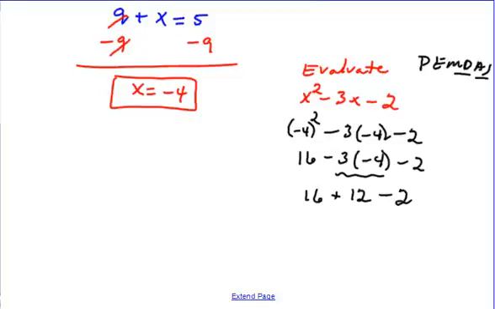Now I just have add and subtract, the last section on this. So work left to right. 16 plus 12 gives me 28. Bring down that minus 2. We actually have 26. So the answer to this problem was actually 26. That's what the back of the book will say, even though you had to do so much more work to get there. I just wanted to make sure you guys would be okay when you see this.